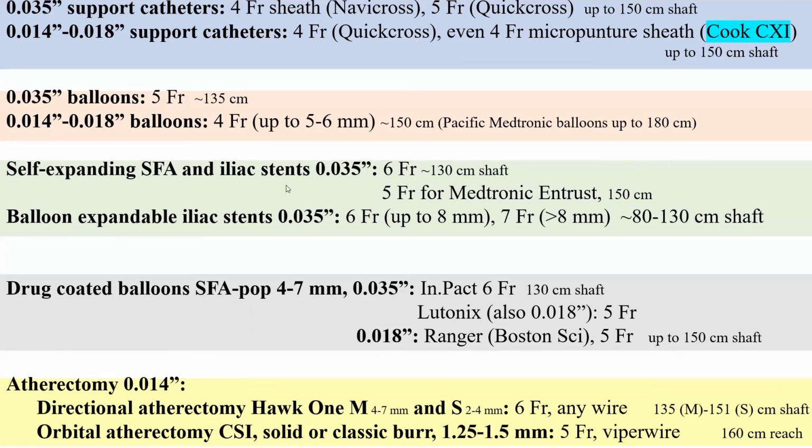So self-expanding SFA and iliac stent of 35-inch, they go through usually a 6 French system. There is a special one that goes through a 5 French system by Medtronic. Balloon expandable iliac stent, they typically 6 French, although for big sizes you need 7 French. A drug-coated balloon, so the classic one, Impact, is a 6 French, but you have Lutonix that goes through 5 French, and you have Ranger, which is an 018-inch drug-coated balloon by Boston Scientific that goes through a 5 French.